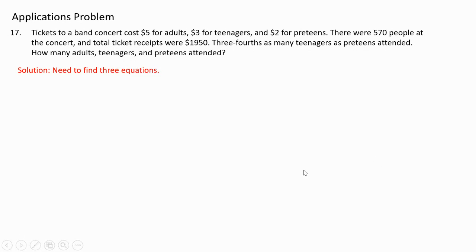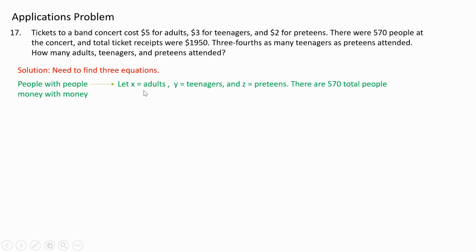Okay, what's my strategy? So I need to find 3 equations. 2 of the equations will be very simple. The last equation will be a little bit more challenging, okay? But let's take it step by step. So I'm going to do people with people and money with money. Here we have adults, right? So we're going to let x equal adults, y be the teenagers, and z be the preteens. There's a total of 770 people, so it's going to be x plus y plus z equals 770.